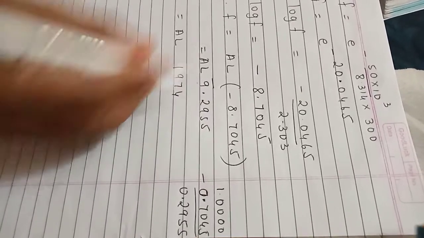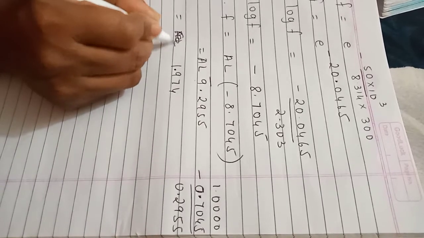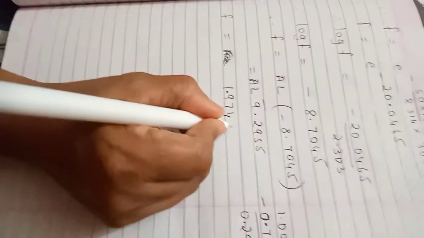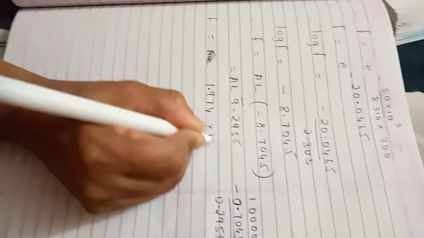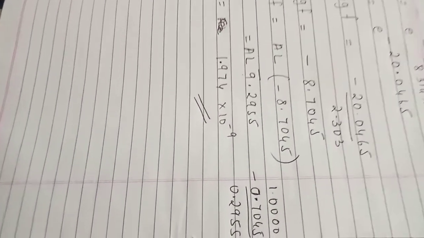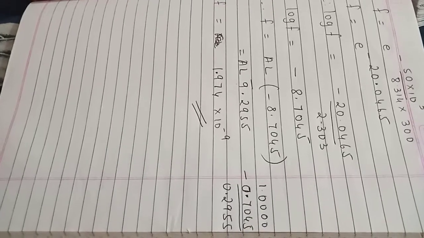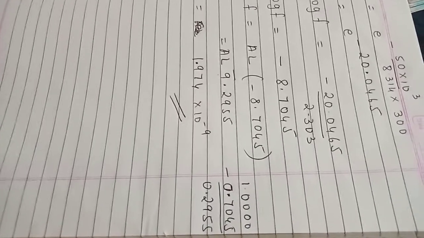1974. How to put the decimal? Always put the decimal after one digit, into 10 raised to minus 9, and that ends the job. That is F, students. Correct? That is 1.974 into 10 raised to minus 9. That's it. Students, this completes your chemical kinetics.